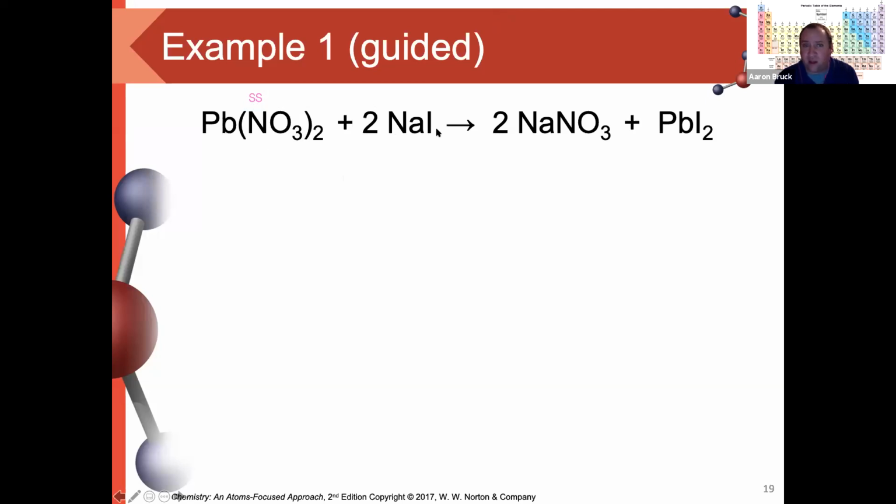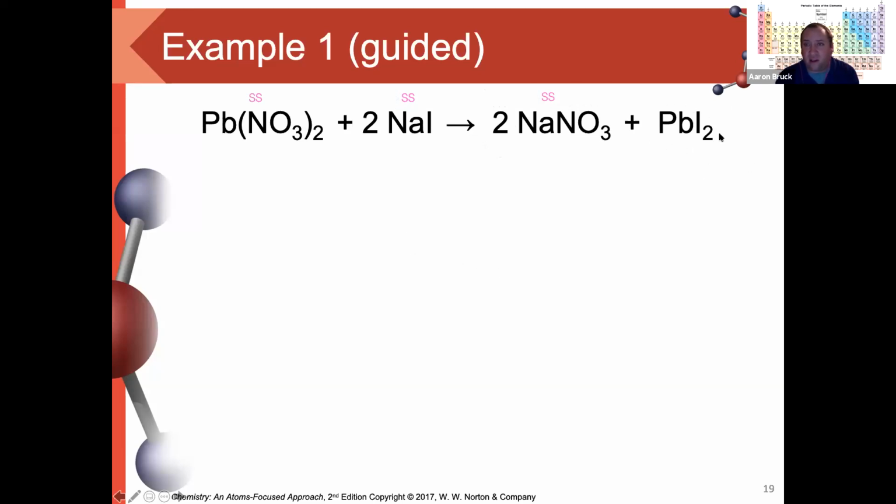Sodium iodide. Again, metal and nonmetal. It's going to be a salt. Is it soluble or insoluble? Well, sodium ion is always soluble. So it goes from there. Salt here again, sodium nitrate. Sodium and nitrate are always soluble, so that's a soluble salt also.